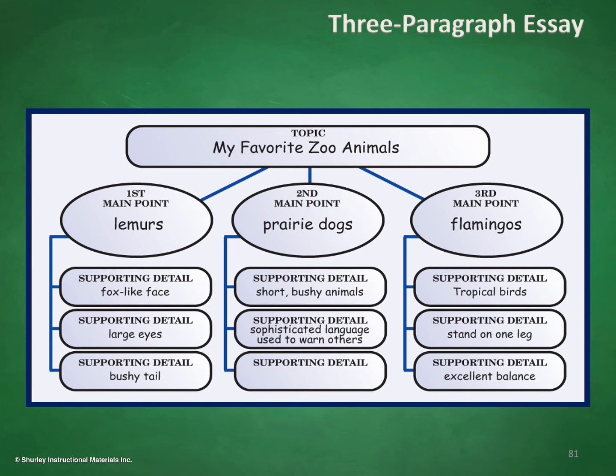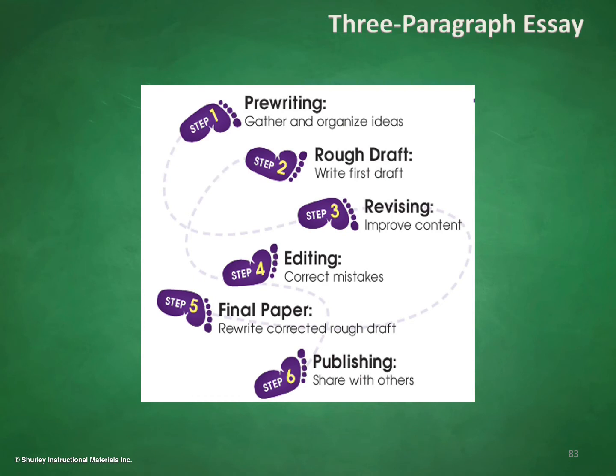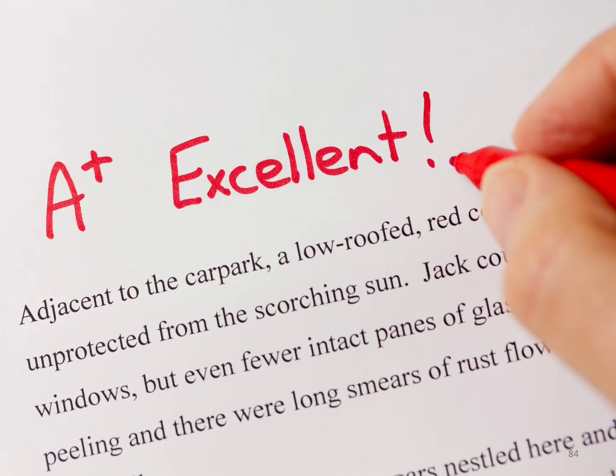Students will repeat the writing process every time they develop a piece of writing. Step 1 is always pre-writing. Notice how this student used the pre-writing map to generate and organize ideas for a 3-paragraph essay. During step 2 of the writing process, students will use a sentence outline to help them move ideas from the pre-writing map to the rough draft. The outline will provide a step-by-step guide to write each sentence of the introduction, body, and conclusion of their 3-paragraph essay. Then, students will continue to follow the steps of the writing process to revise, edit, write a final paper, and publish their 3-paragraph essay.